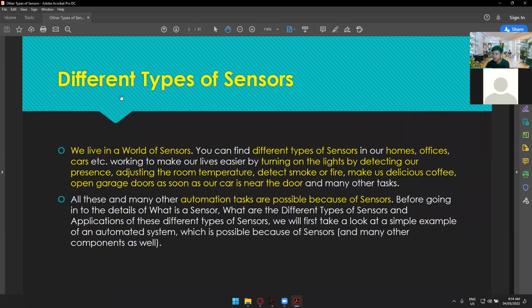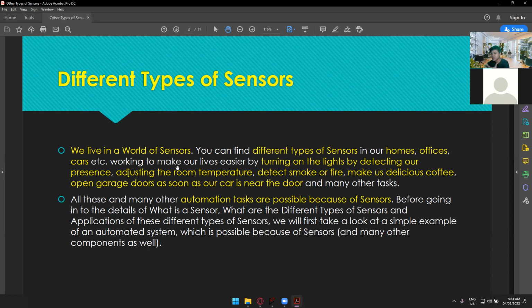So let's start by differentiating the types of sensors. First, we live in a world of sensors. You already know that we are living in the world of technologies right now, so you can find different types of sensors literally everywhere. In our homes, offices, cars, even the roads. We already have lights that, if they sense someone walking or passing by, especially at night, automatically turn on. So anywhere we go, there's already a sensor.